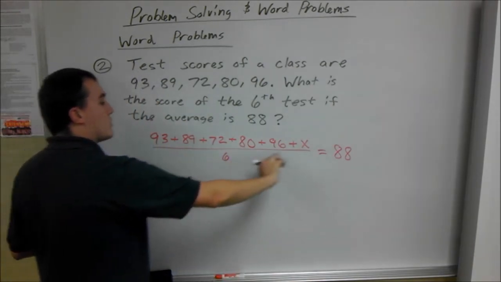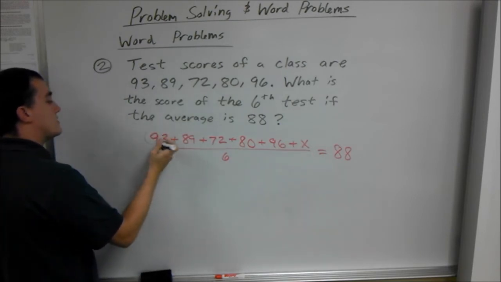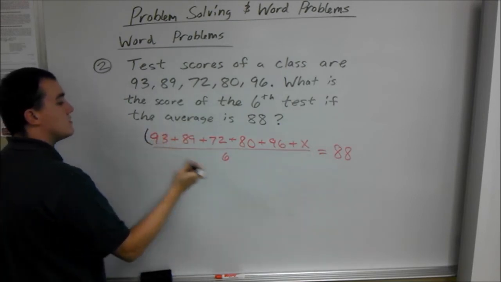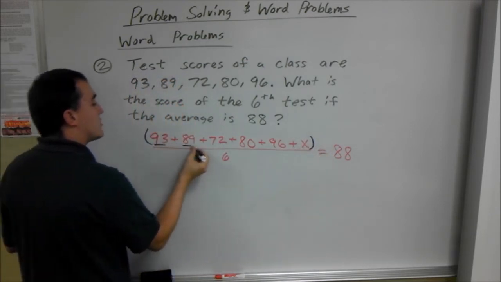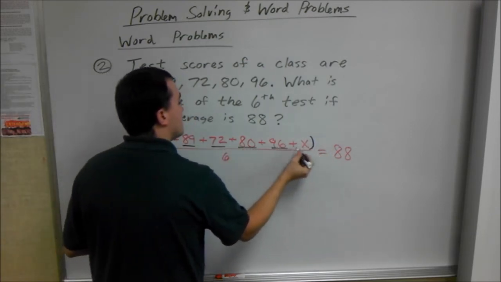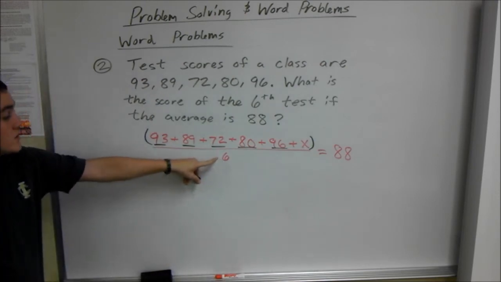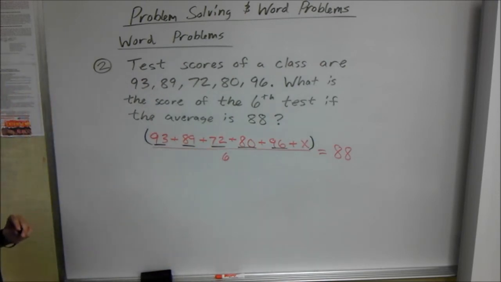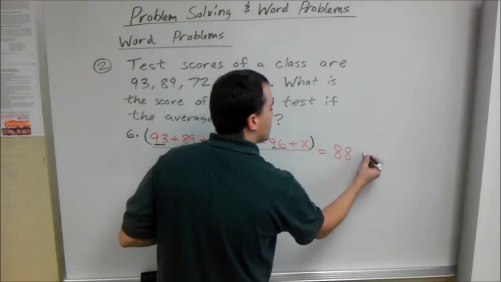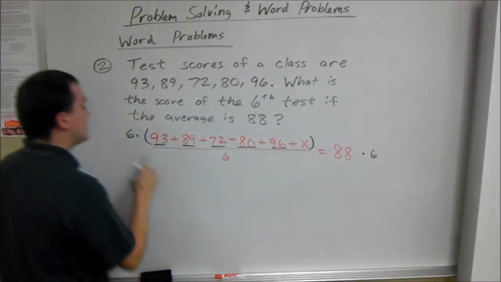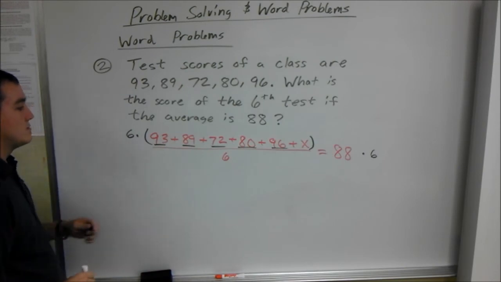Since there's a fraction bar, we know everything in the top is in parentheses. So we can add all these like terms up in here. And at the same time, since we're dividing by 6 and solving for x, we need to multiply by 6 to get rid of it. So multiply both sides by 6. So those all end up canceling out.